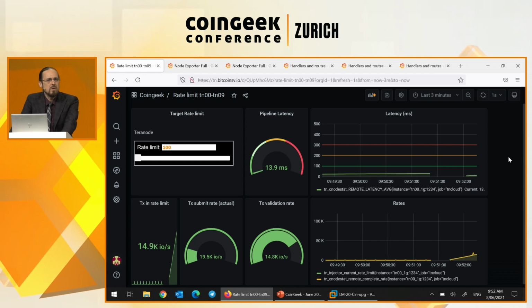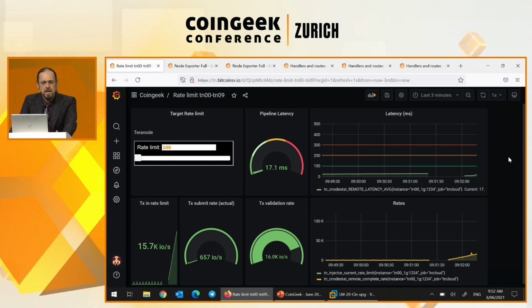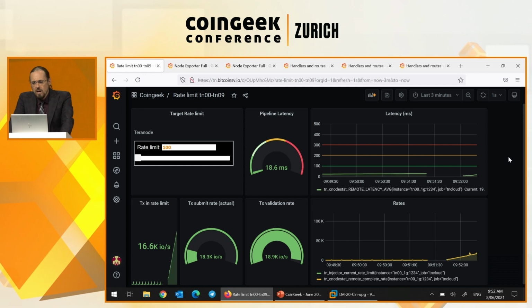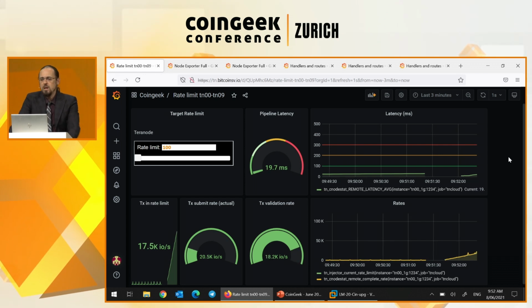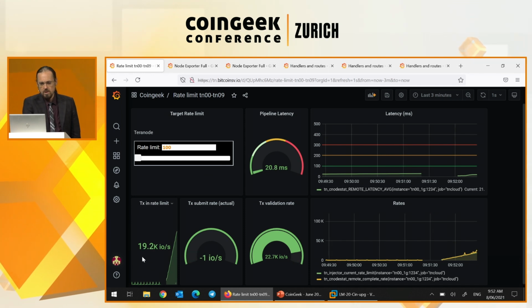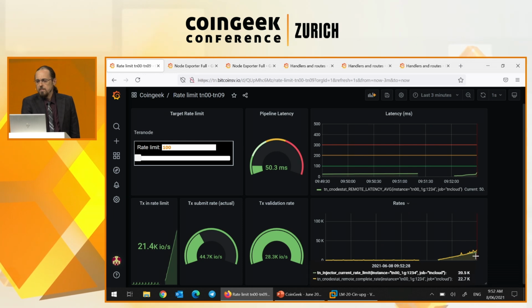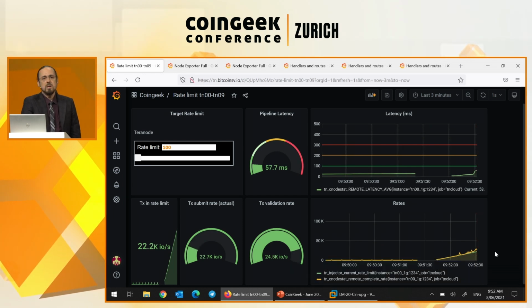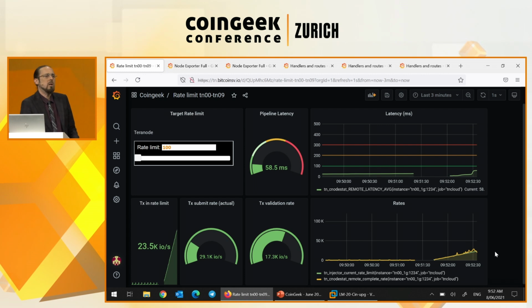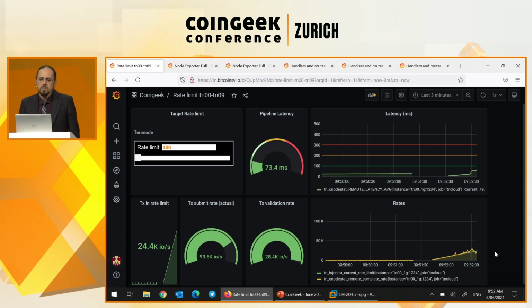So we designated 100 milliseconds as the failure point. If latency goes over 100 milliseconds, we consider that to be the capacity of this configuration. And this ramp-up test is slowly increasing the rate of input. That's over here. We've got a rate limit about 20,000. And over here, we've got a graph of the same. The yellow is the actual rate that transactions are being validated, and the green is the rate that we're feeding them into the system.